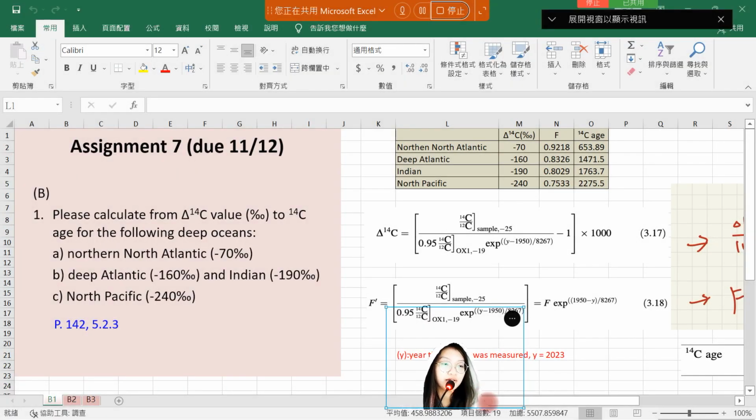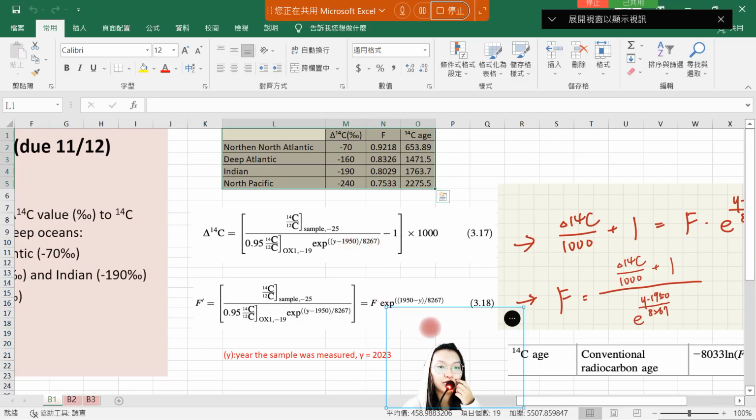The first question is that we have to calculate the 14 carbon H from the delta 14 carbon value. We have to calculate for three oceans. A is the northern North Atlantic, with a delta 14 carbon value of minus 70 per mil. B is the deep Atlantic, with a value of minus 160 per mil, and Indian is minus 190 per mil. C is the North Pacific, and the value is minus 214 per mil.